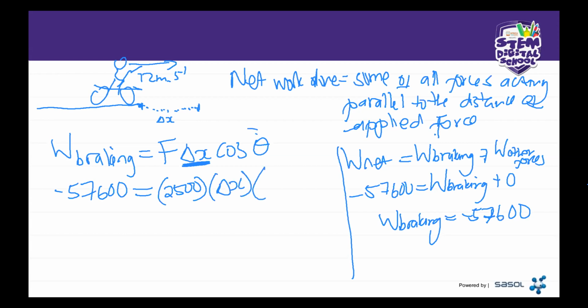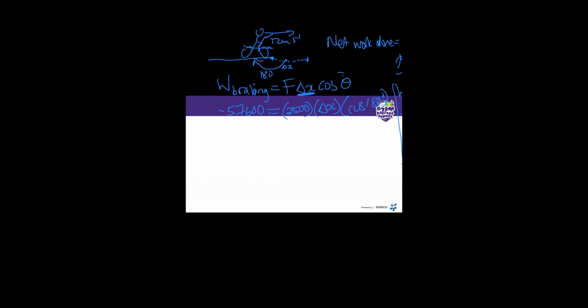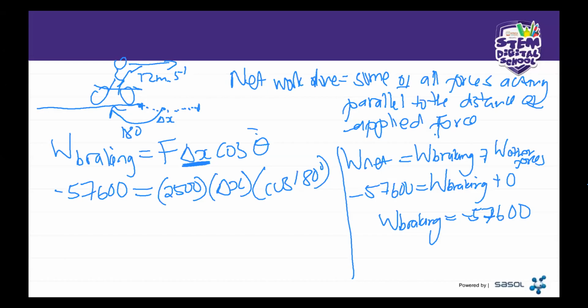If this is our direction and it's moving this way, this is going to be 180 degrees, right? So this is going to be cos 180 degrees. Because why is it 180 degrees? Because it's opposing. Okay, so if it's moving left, now it's moving right, and for that to happen, your angle needs to be 180 degrees.